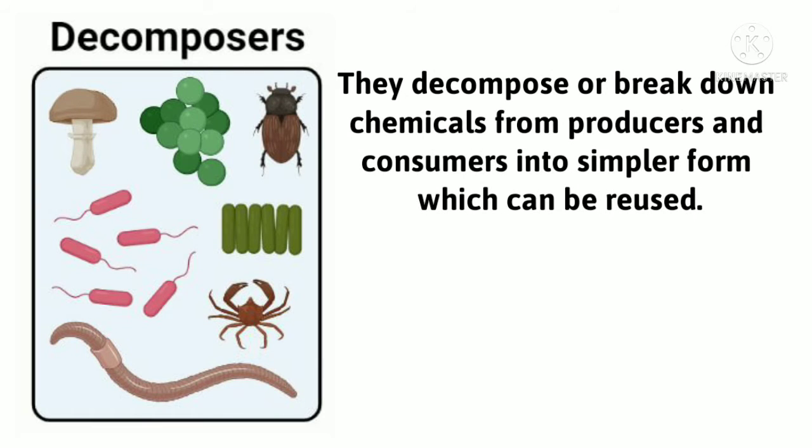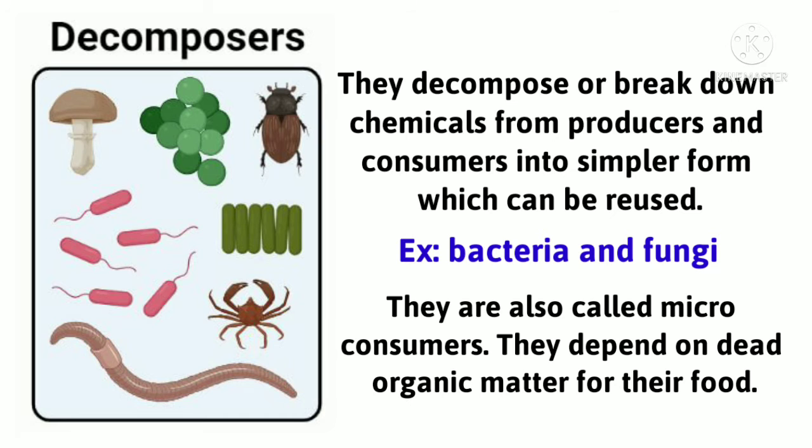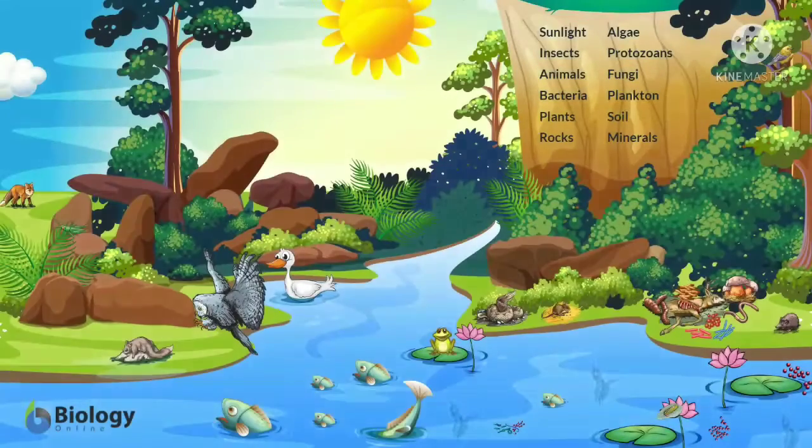Decomposers decompose or break down chemicals from producers and consumers into simpler forms which can be reused. Examples are bacteria and fungi. They are also called micro-consumers. They depend on dead organic matter for their food. Now, can you identify the biotic and abiotic components of this ecosystem?